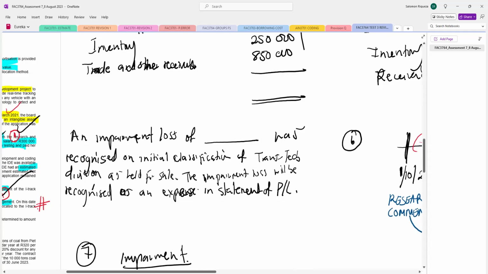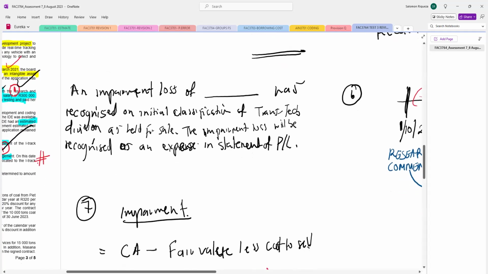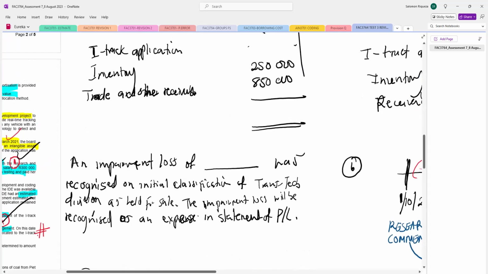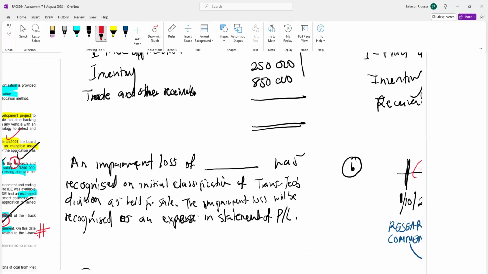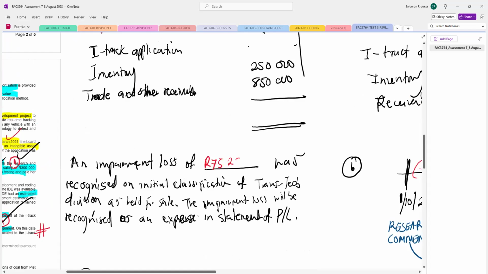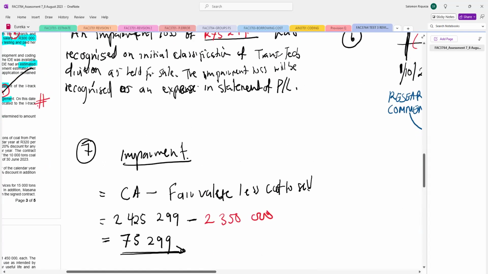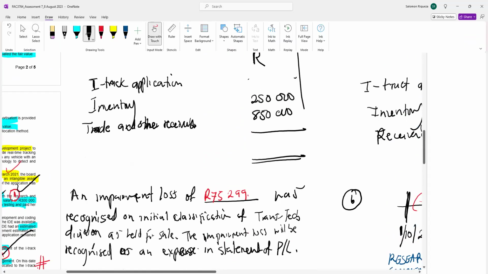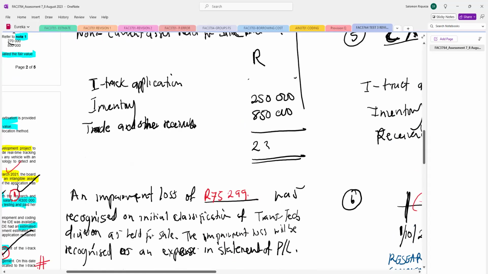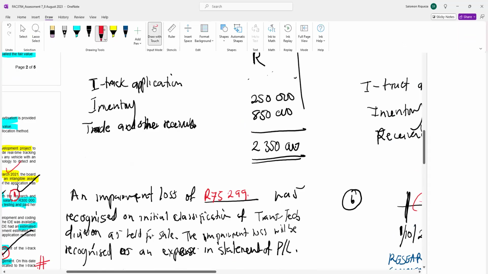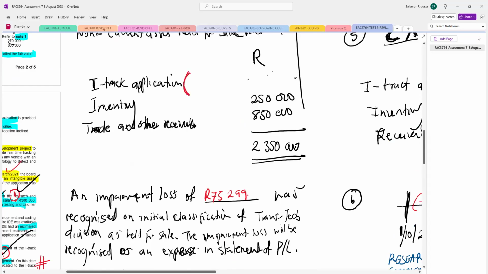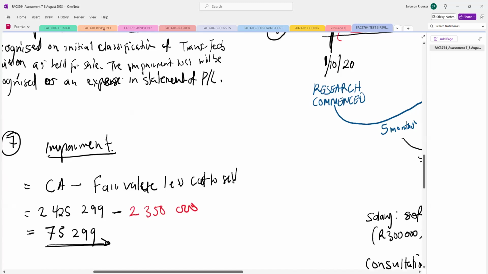All right, so here, this is the amount we just calculated. I can just come here and put the impairment loss of 75,299. Then my total must equal my fair value less cost to sell. That should be my total here. So that will be 2,350,000. Then the difference I can calculate either this way or this way. So here, I'm going to put the whole allocation to the iTrack application. The whole amount is being allocated to the iTrack application.